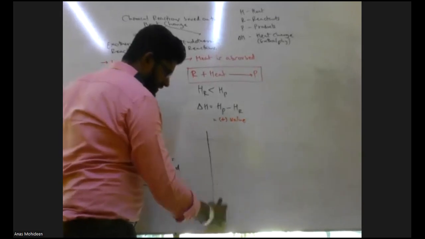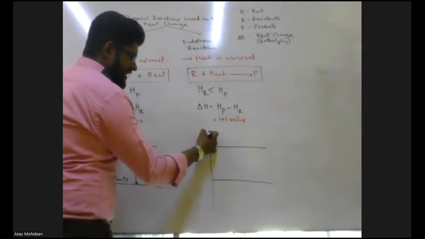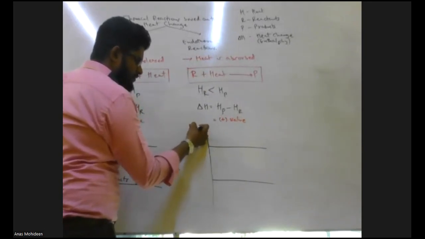And the next one again, three lines. Now you know how to do it. Here the energy we mark may be kilojoules or joules per mole.